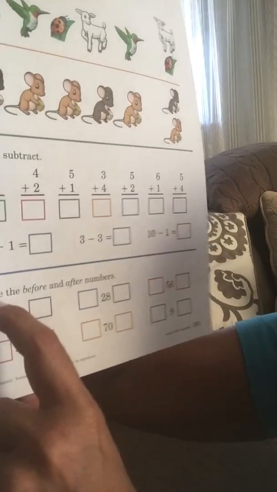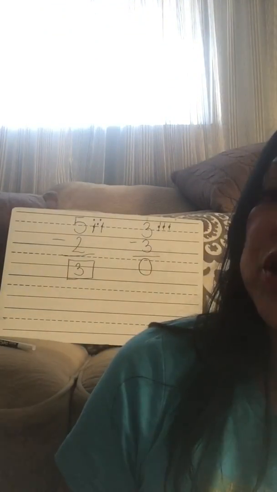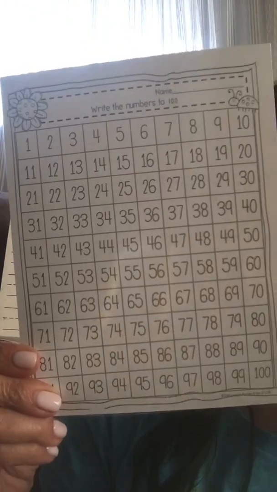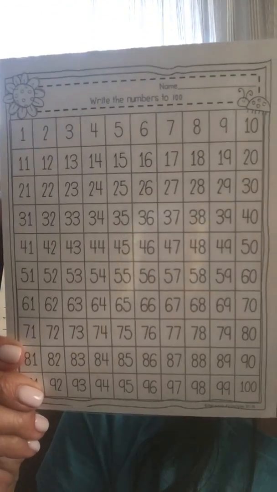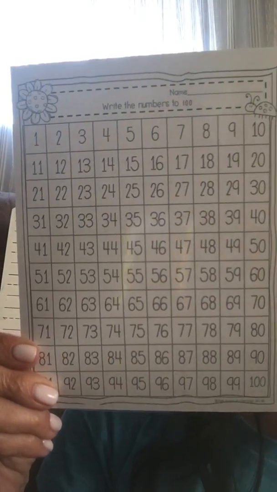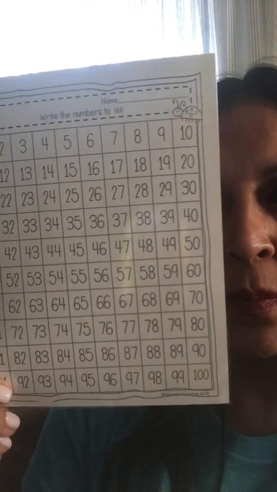Okay, down here it says write the before and after numbers. Now, for those of you who we visited today, Miss McFadden and I gave you your writing office, which had this, which is your number chart. Okay, this is in your writing office. So use this to help you with that before and after number.